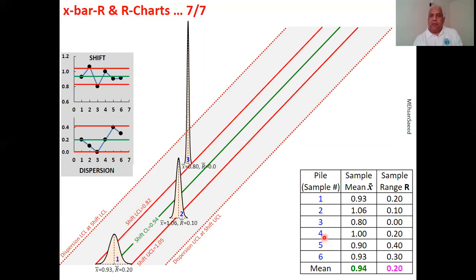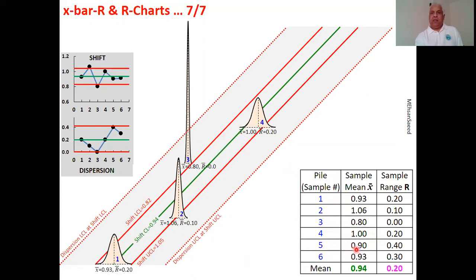Number 4, again a correction, and this time the sample has given us a mean of 1. This was 1.05, this is 0.094. So this bell curve is going to lie in between this green line and red line, in between the upper control limit and the center line. And what about range or dispersion? 0.2, so it is going to have the same dispersion as the original. So it is going to sit over here, and it is going to look like this.